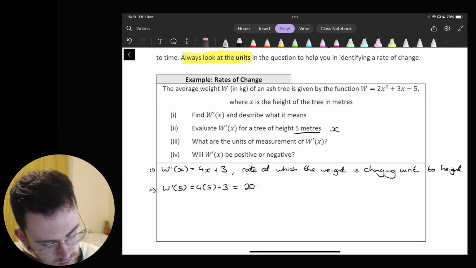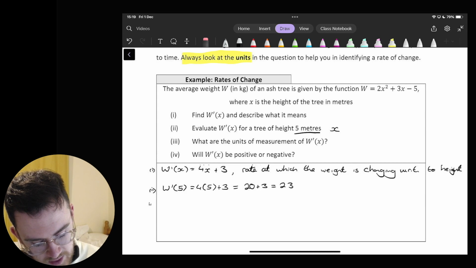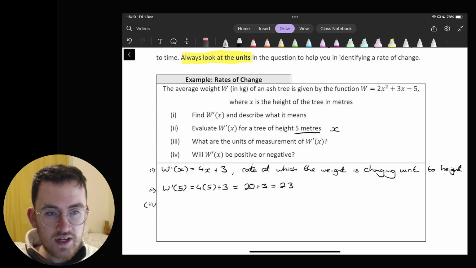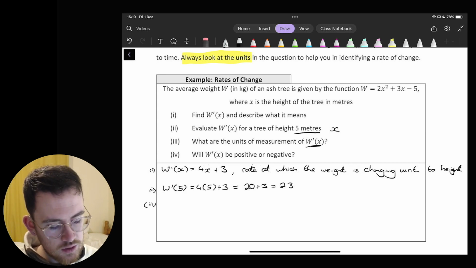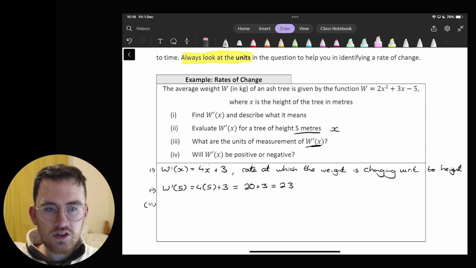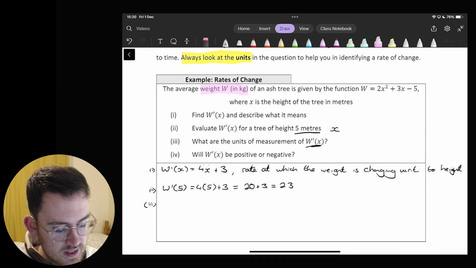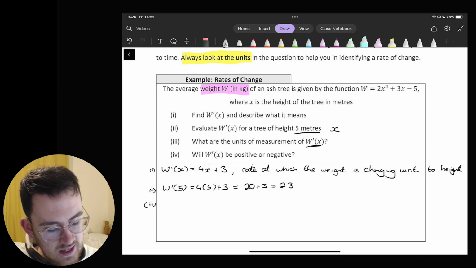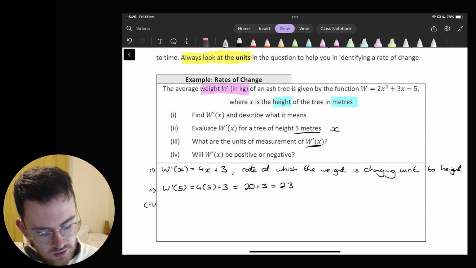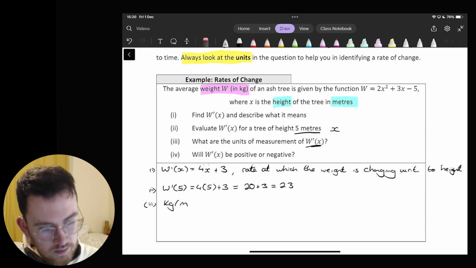So that's 20 plus 3, so 23. What are the units of measurement of W, the rate of change? So to find the units of measurement, we can look at what the rate represents. It's the rate at which the weight is changing, and the weight is in kilograms, with respect to the height, and the height is in meters. So the unit of measurement is going to be kilograms per meter.